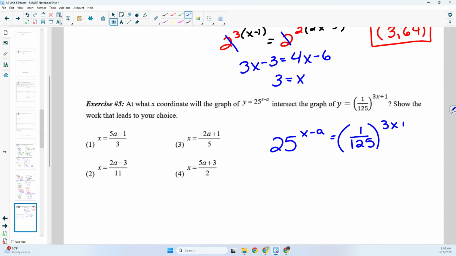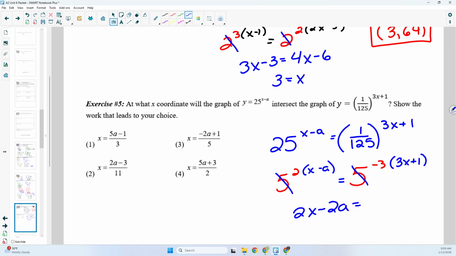And again, I have exponential equations, so the base is the same. 25 is 5 squared, and 1 over 125 is 5 to the negative 3. So I can cancel my bases, and I get 2x minus 2a equals negative 9x minus 3.